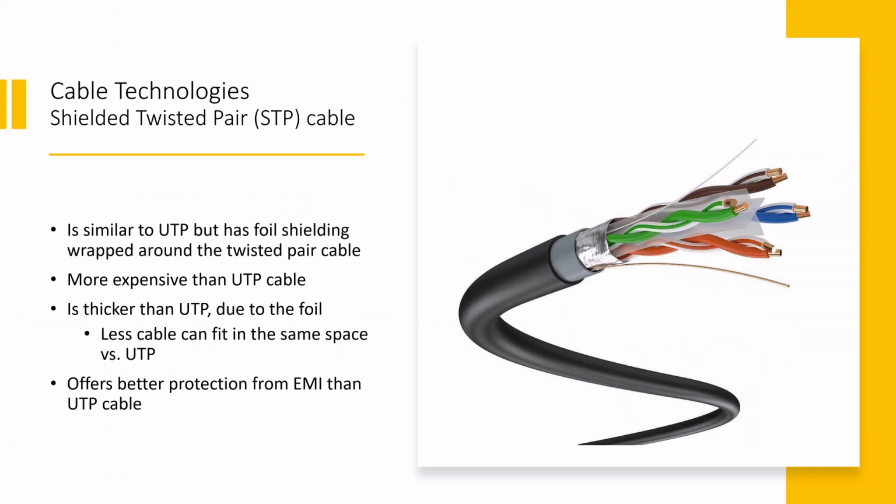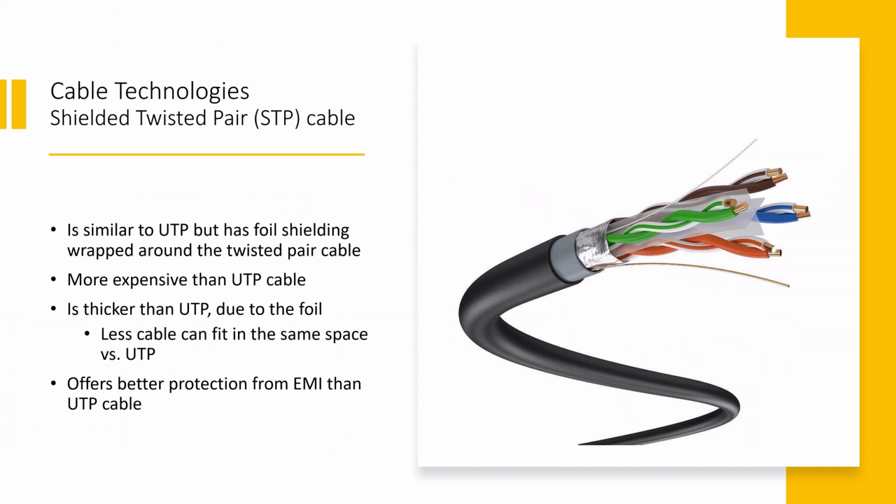Shielded twisted pair, again, is a lot like the same cable as unshielded twisted pair, but we have a foil wrapped around it, and that foil actually provides some protection from EMI. So this is a little bit better, providing better protection against EMI.